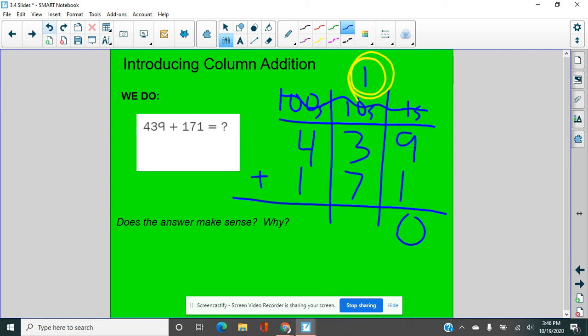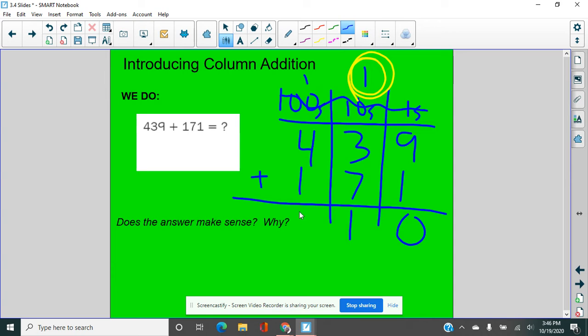Where are the ones going to go? One of them's going to go here. Where does the other one go? In the hundreds place, right? Because it's a group of 100. Really, what I did here was 10 plus 30 plus 70 to get 110. So I have a group in the tens and a group in the hundreds.